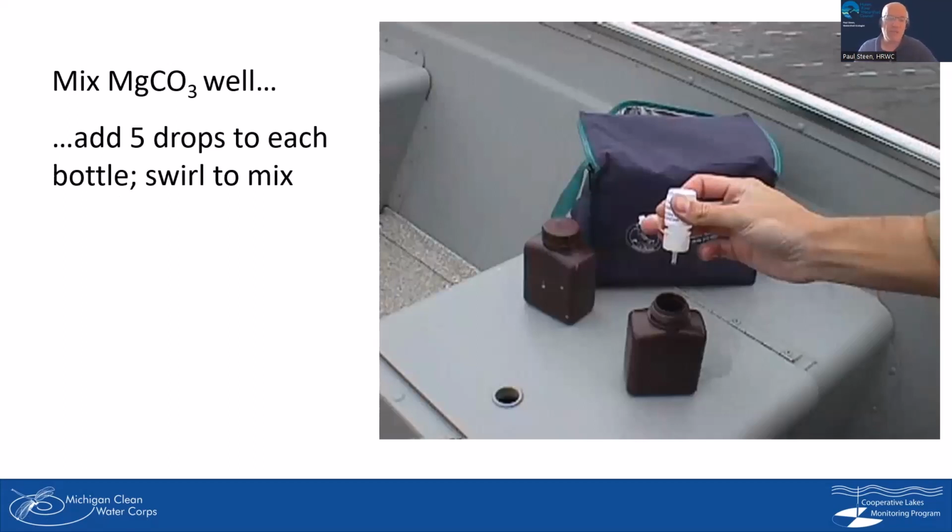At this point, you take your magnesium carbonate and add 5 drops to each bottle, then swirl it or gently invert it to mix that magnesium carbonate into the sample. What that does is it stabilizes the chlorophyll molecules in there and keeps them from breaking apart, because our goal is to get those onto the filter paper in the next step without smashing all the pieces apart. Okay, the pieces of algae that you have in your sample.